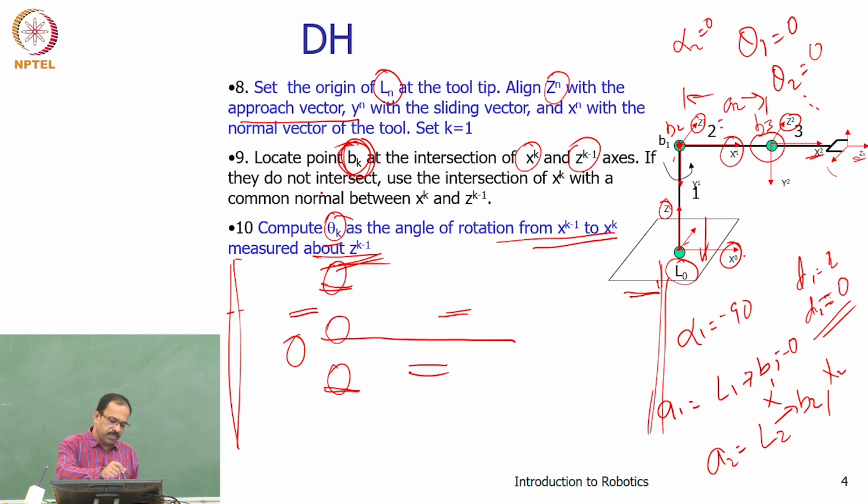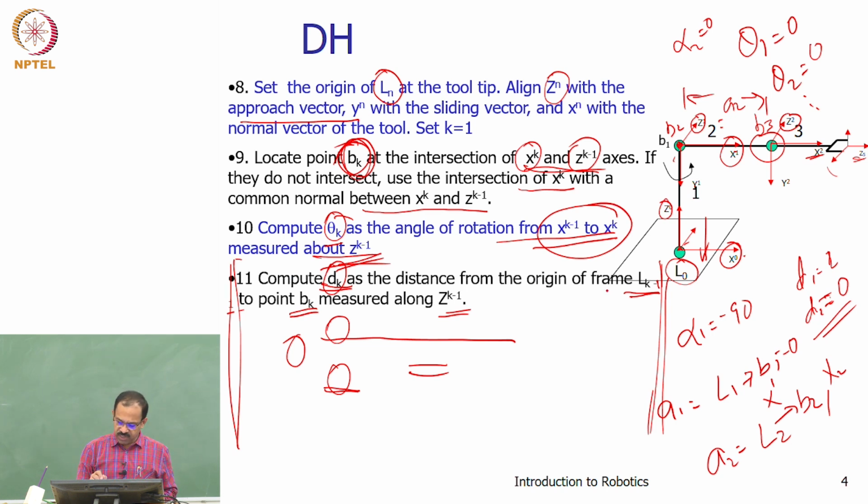And once you get all the coordinate frames, then you go for the point BK, which will be the intersection of XK and ZK minus 1. So B1 will be the intersection of X1 and Z0, B2 will be X2 and Z1. Like that, find out the intersection. And if they are not intersecting, use the intersection of XK with a common normal between XK and ZK minus 1. This way you will be able to get all the BKs, and then you can find theta as the rotation from XK minus 1 to XK measured about ZK minus 1, and then DK as the distance from the origin of frame LK minus 1 to BK.